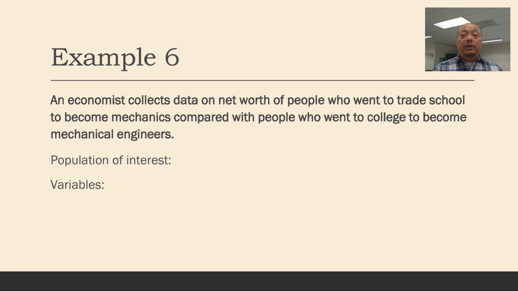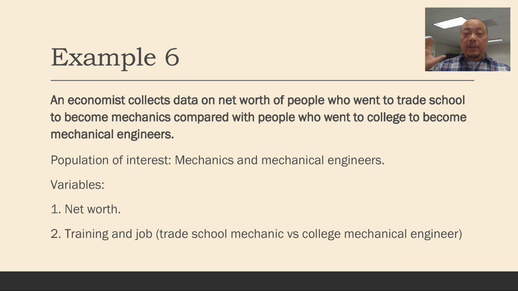Press pause and try to figure out the population of interest and the variables in this study. The population of interest are the people that this economist wants to draw a conclusion about. So they are the mechanics and the mechanical engineers. And there are two variables. One variable is their net worth, but the second variable is who they are. Are they trade school mechanics or are they mechanical engineers from colleges? The economist needs to observe and keep track of both of these variables.